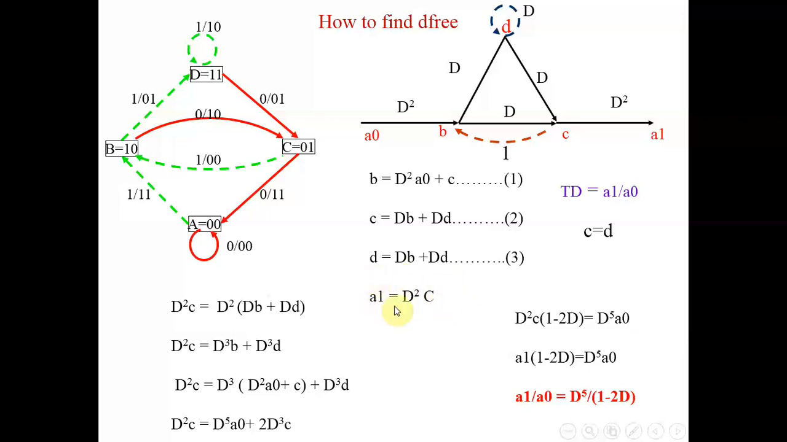Now let's focus on this equation, D square into C. So D square into C is D square into, I substitute the value of C from this equation. So it is D into B plus D into D.